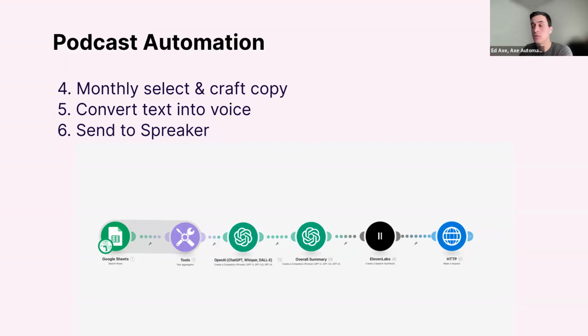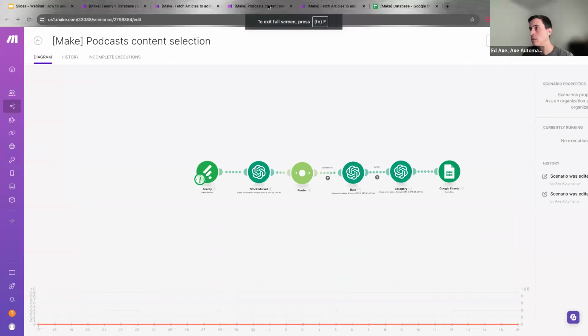In this case, we're using Spreaker, but before adding the content to the podcast, we need to convert the content from text to voice. And we had to use a solution like ElevenLabs to do that, right? So that's why, again, this is a very simplified version, but this is basically very similar to the other automation that we showed.